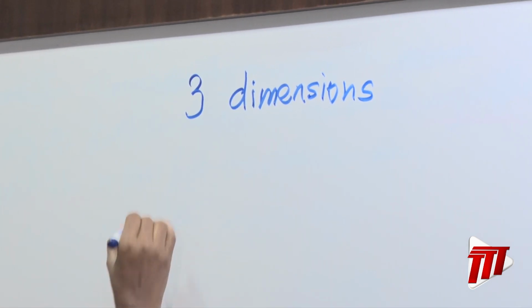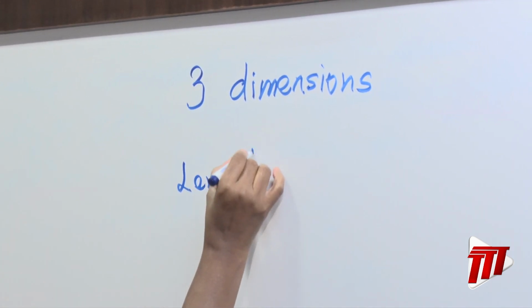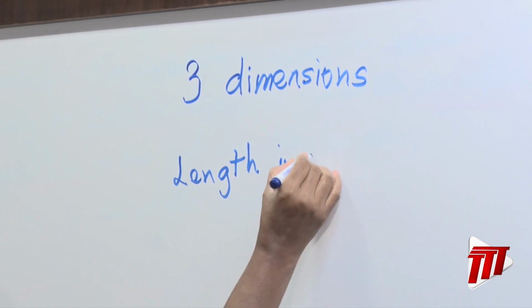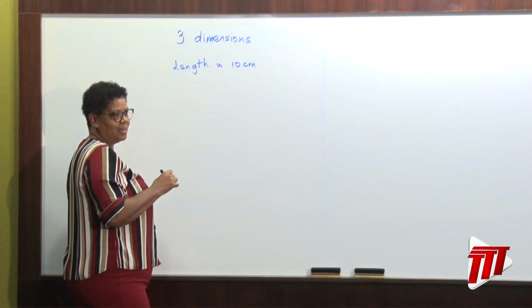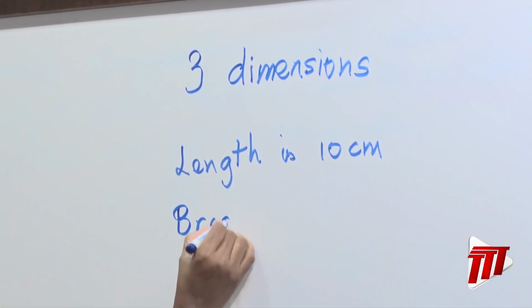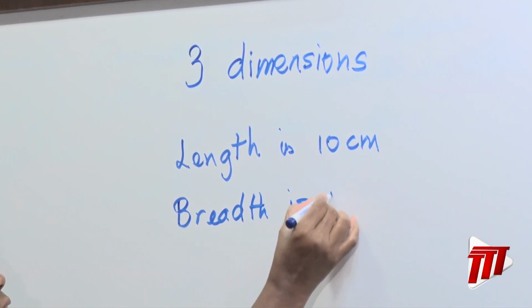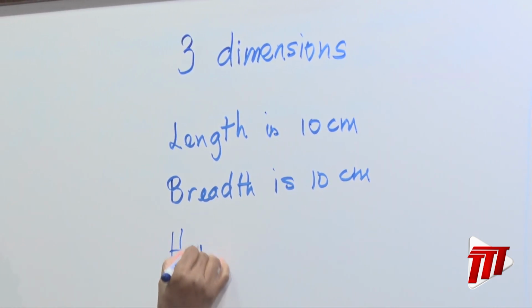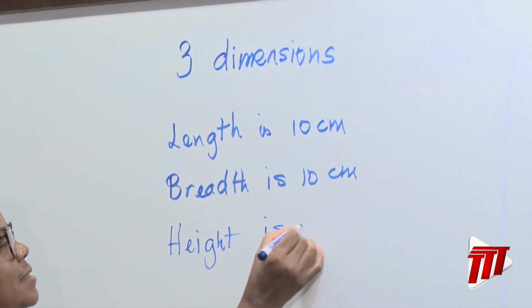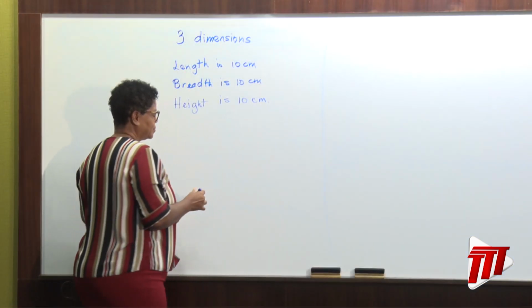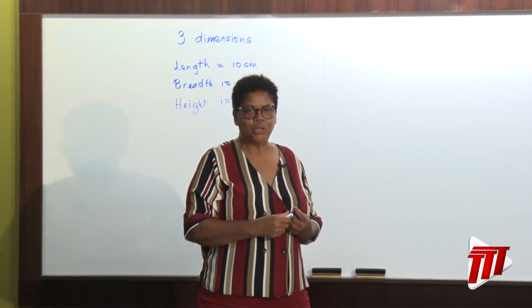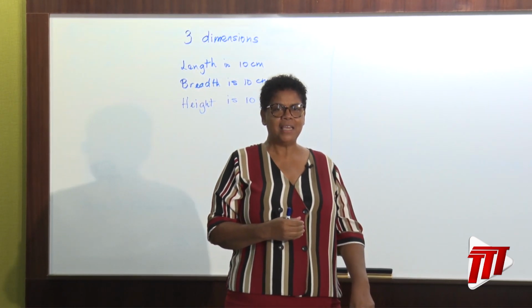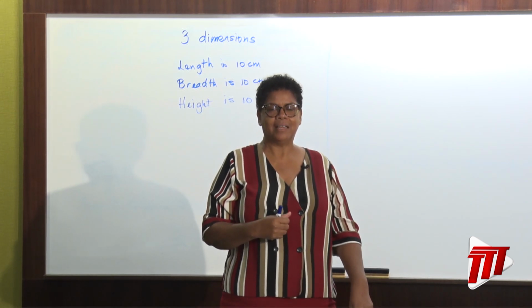We have the length, and the length is 10 centimeters. The next dimension is the breadth. The breadth is 10 centimeters. And the third dimension is the height. And the height is 10 centimeters. I want you to look around your home and see if you can find any solids that have 3 dimensions. All of these objects occupy space, so we can measure the volume.